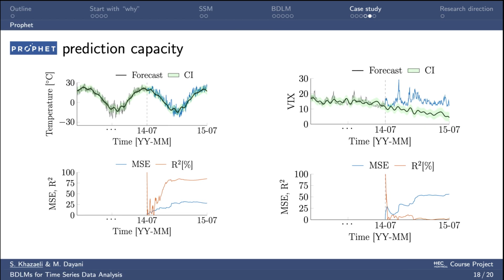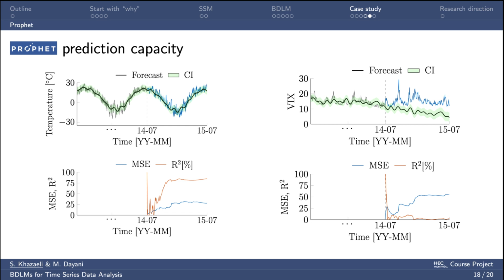Here you can see the results for the VIX data. You notice that the model prediction capacity is very poor. This can be seen within MSE and R-squared as well. High MSE indicates a significant accumulation of errors and zero correlation. Even for the short-term prediction, the model acts very poorly.